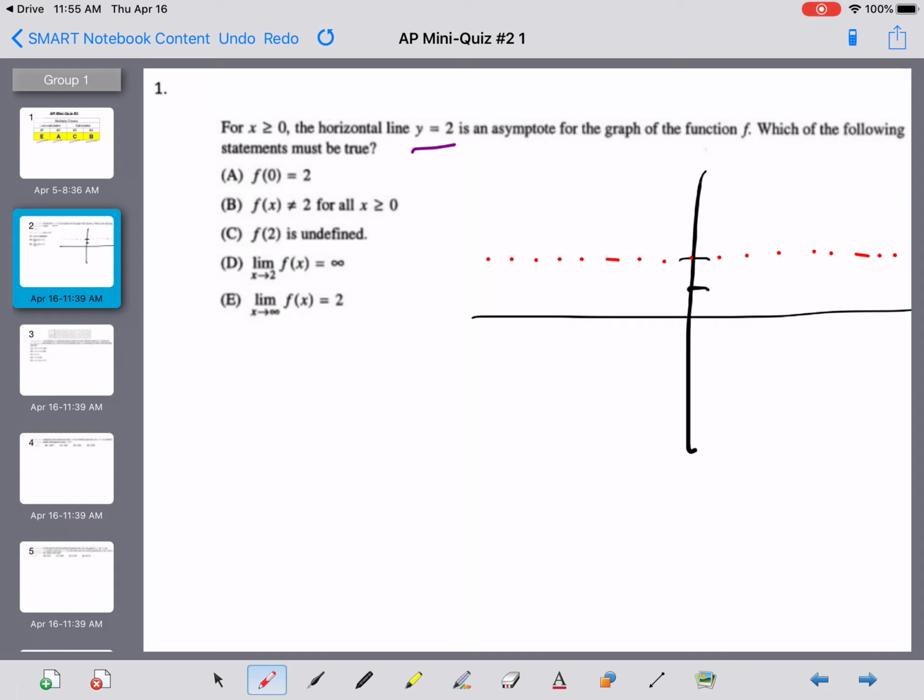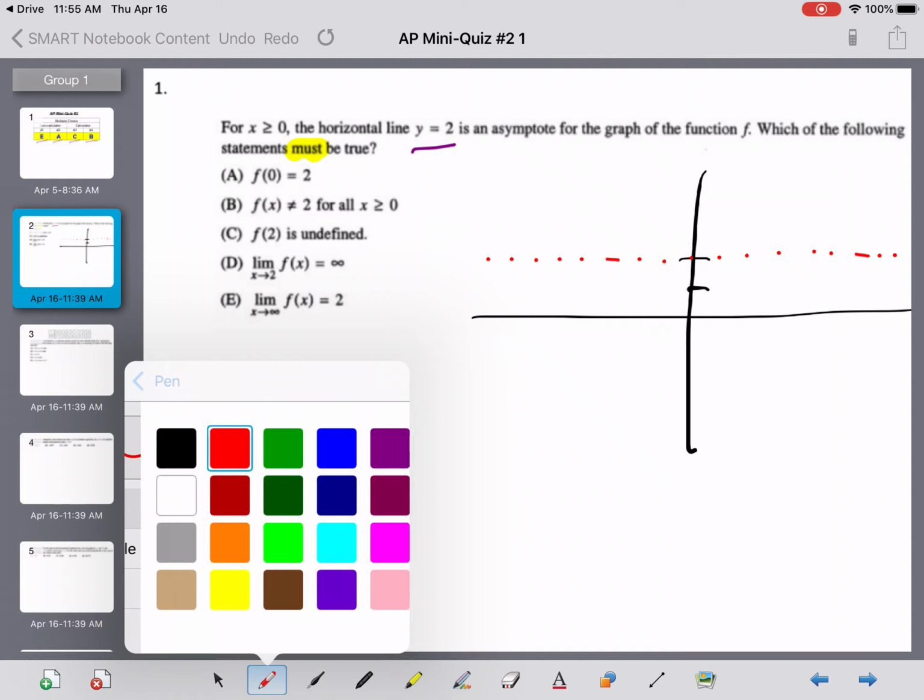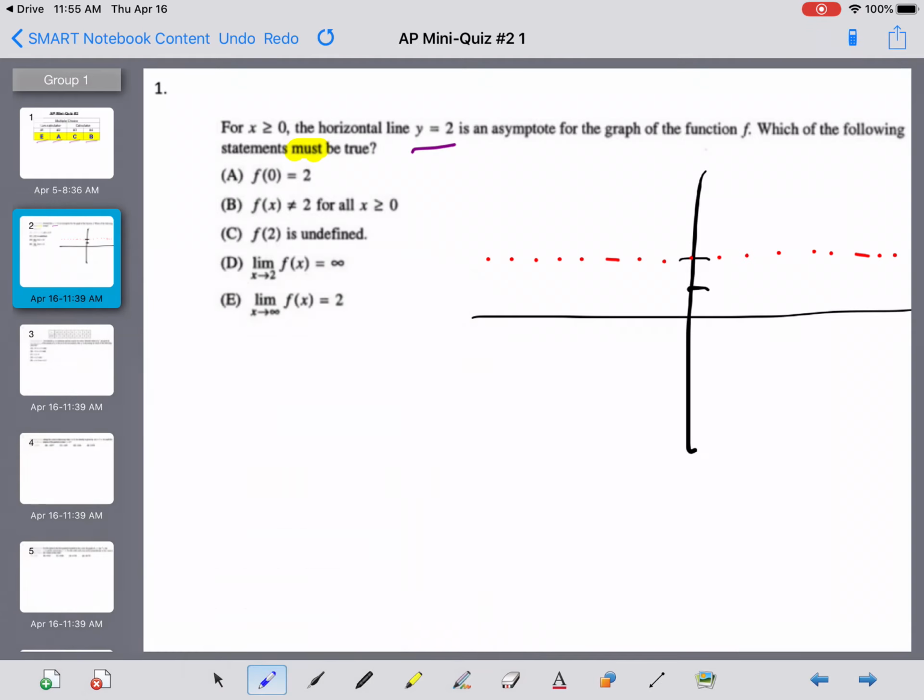So with that in mind, the important thing right here is to notice that they're talking about which of the following statements has to be true. If you guys remember back to geometry when you did some of those always, sometimes, never problems that people usually hated, this is actually kind of a good usage of that. The first one would be f of 0 is equal to 2, meaning that we've got a point right over here.